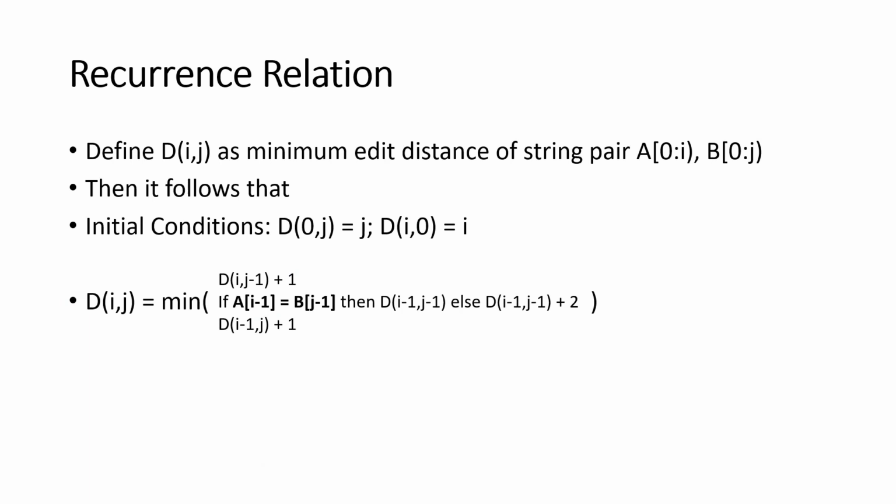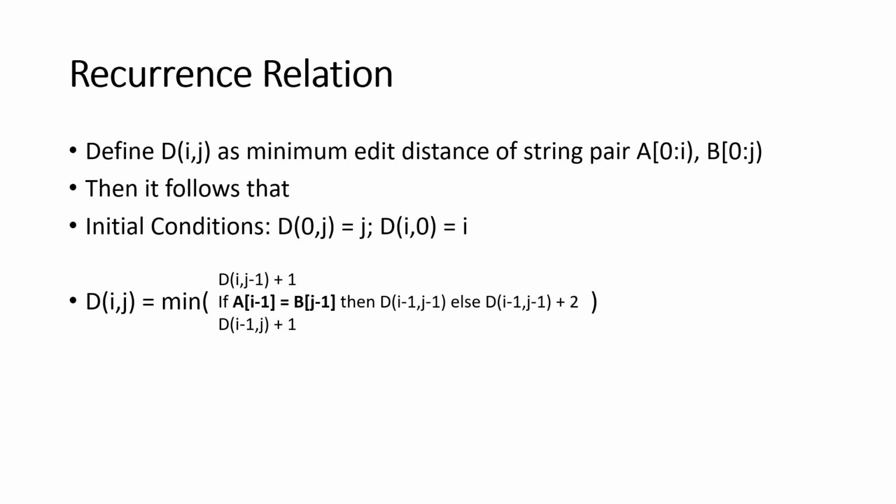And before we go into that, let's look at the recurrence relation of this definition mathematically. So let's say we define d of i, j as the minimum distance of the string pair a from index 0 to i and b from 0 to j. So this basically means the first character, which is at index 0, to the character before index i, so index i minus 1. This is exclusive.